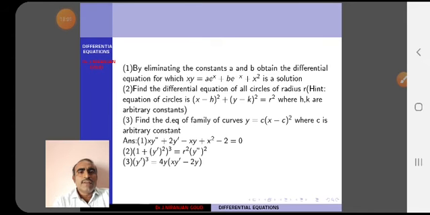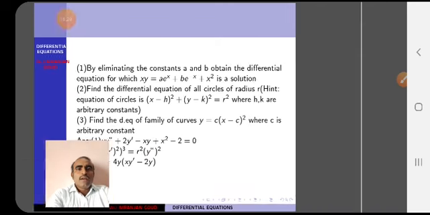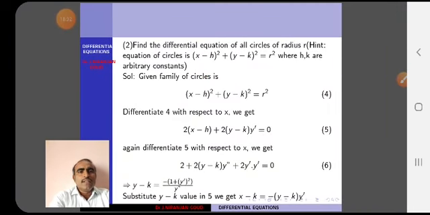Third one, find the differential equation of the family of curves y is equal to c into x minus c whole square, where c is an arbitrary constant. Here in this equation, we have only one arbitrary constant, so differentiate with respect to x one time. You will get dy by dx is equal to 2c into x minus c. From these two equations, eliminate c, you will get the differential equation. Observe this.